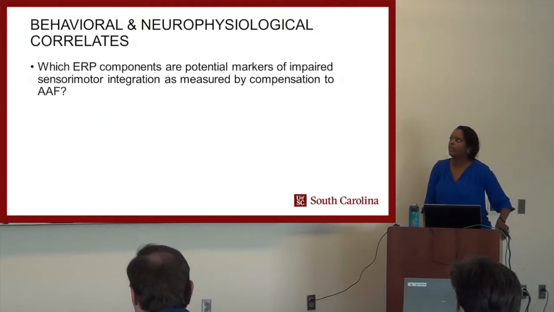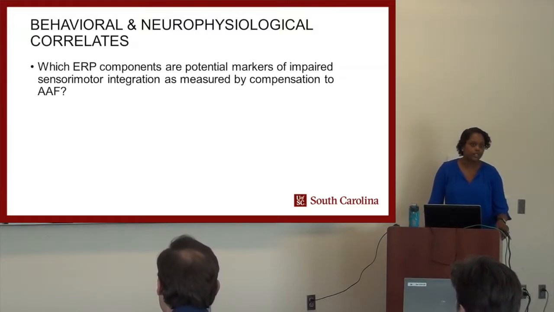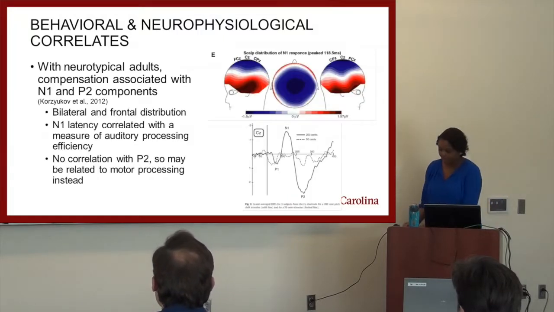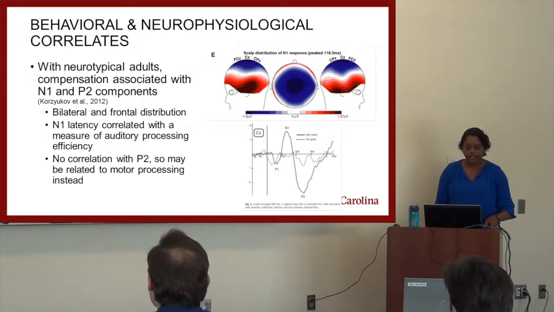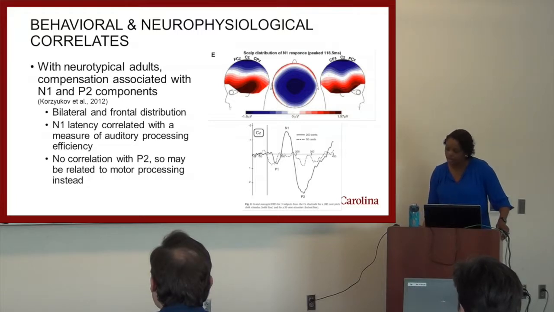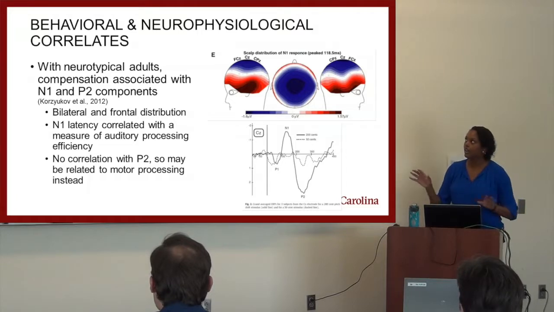So our second question was looking at the ERP components that potentially are markers of impaired sensory motor integration as measured by our AAF task. So again, this has been examined some with neurotypical adults, and compensation in response to AAF has been associated with N1 and P2 components. Normally you see a bilateral and frontal distribution, as you can see in this image here. The scalp distribution, that dark blue is kind of bilaterally distributed.